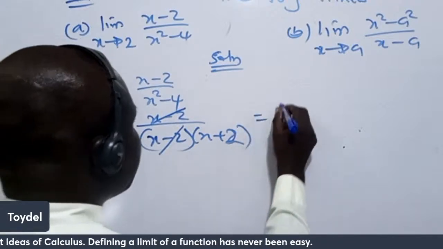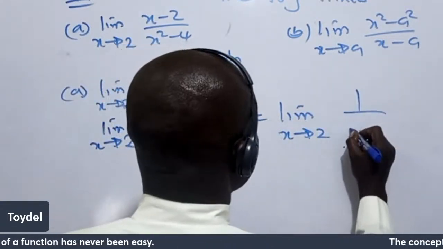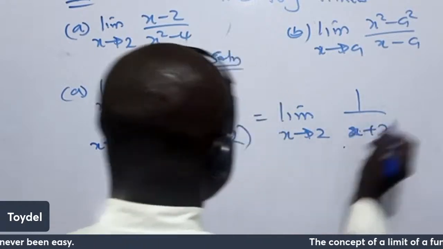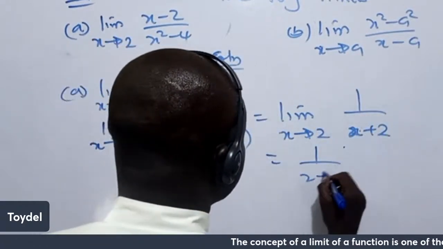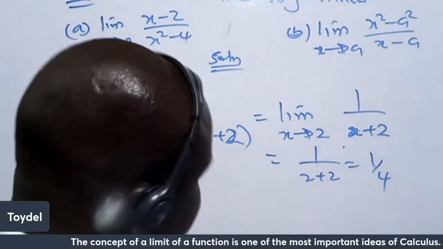At the end of the day, we now have limit as x tends to 2, 1 all over x plus 2. That is, when you substitute, you are going to get 1 all over 2 plus 2, and that will be 1 all over 4. That is what is expected.